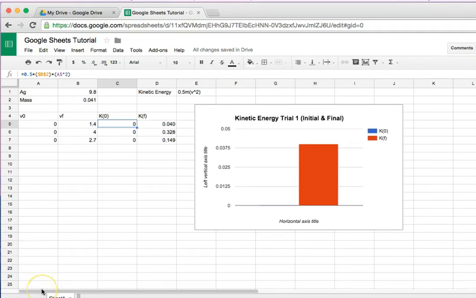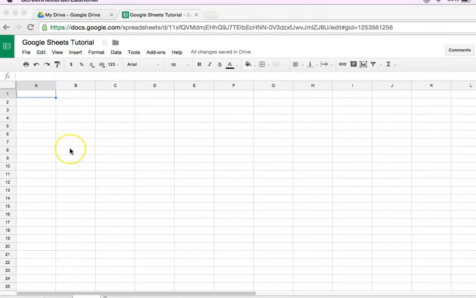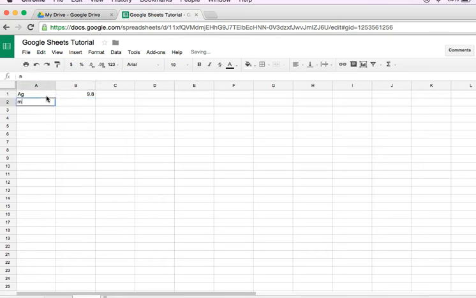So this is part 1. You just have to know how to make a kinetic energy equation within Excel as well as a kinetic energy graph. Now that you guys have learned how to do kinetic energy in Google Sheets, we're going to talk about potential energy. So once again, I'm going to write down my givens. Acceleration due to gravity is 9.8, and my mass of my cart is going to be the same, 0.041, okay?